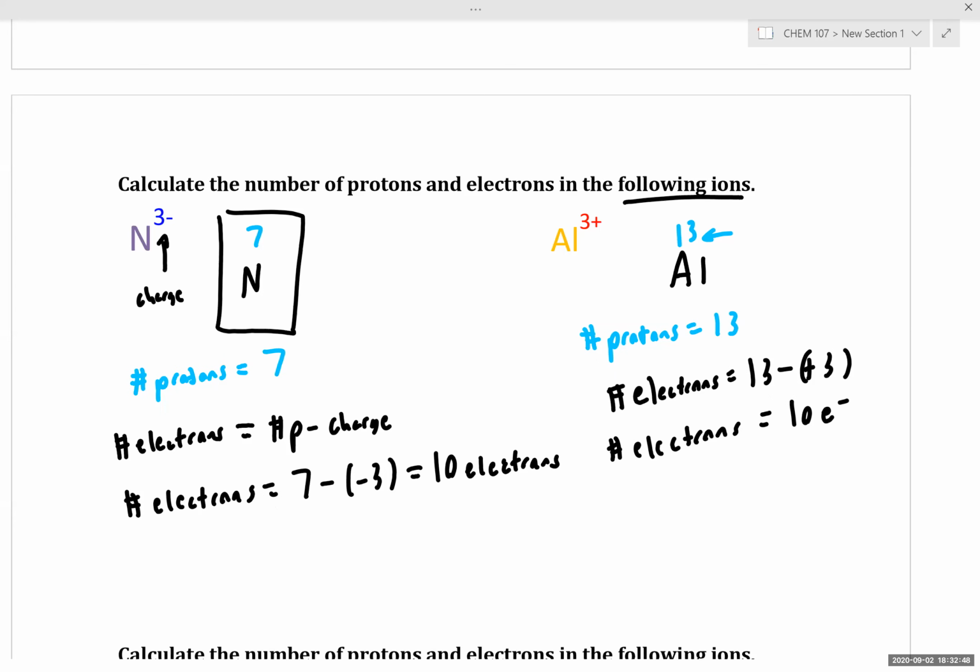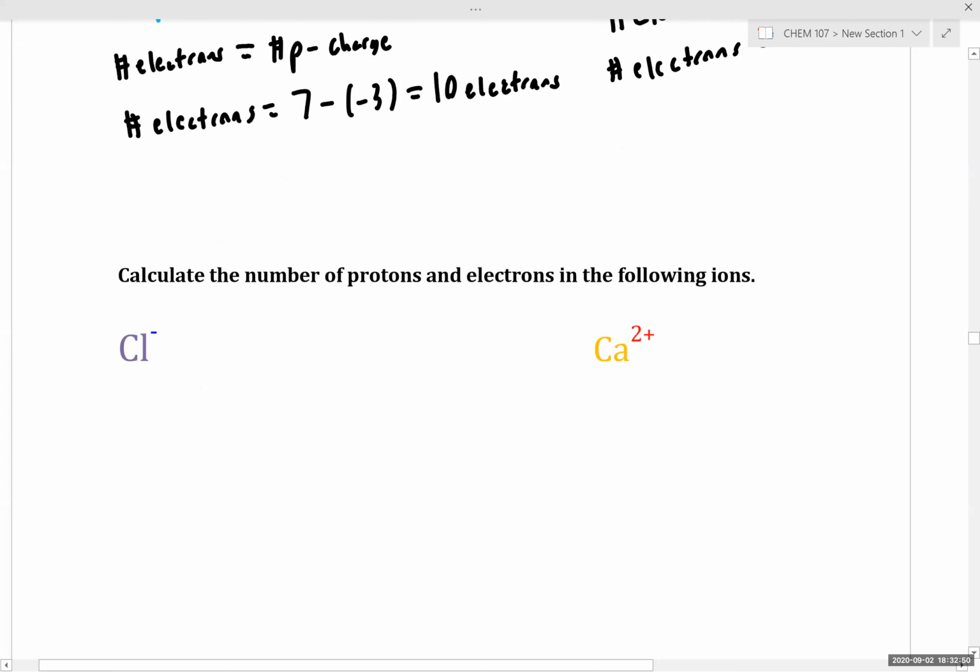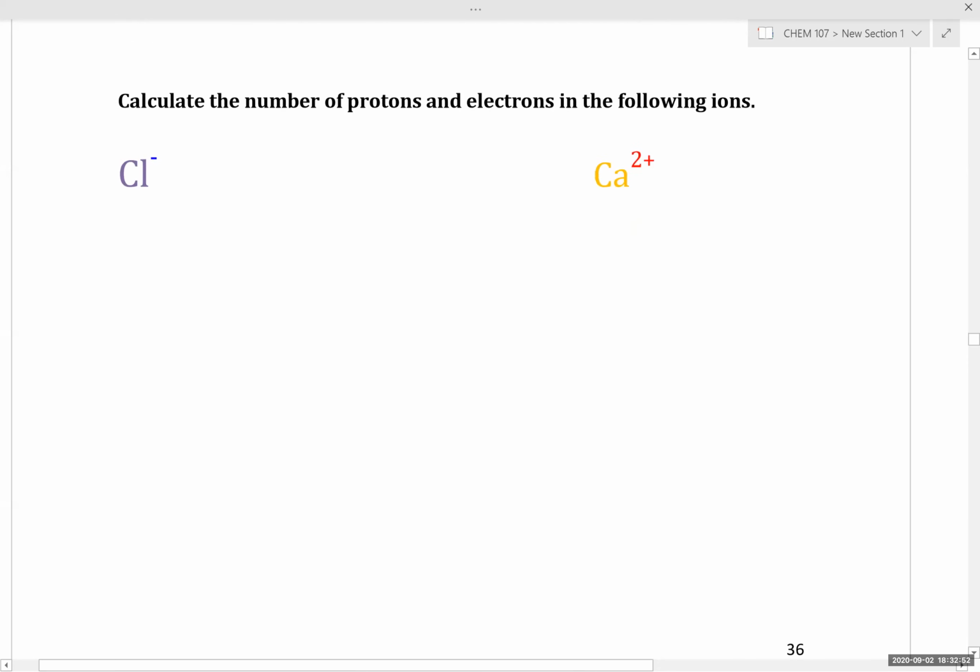Okay. So let's now have you work on the following two examples and calculate the number of protons and electrons in the following ions. We'll discuss this example in about 4 minutes. So let's work through this problem and then we'll discuss in about 4 minutes.